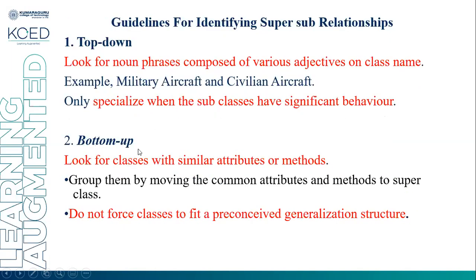The second one is bottom up. Look for the classes with similar attributes and methods, from the bottom to top. Group them by moving the common attributes and methods to a superclass. Do not force a class to fit a preconceived generalization structure.